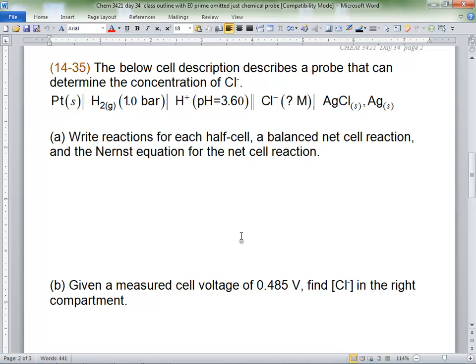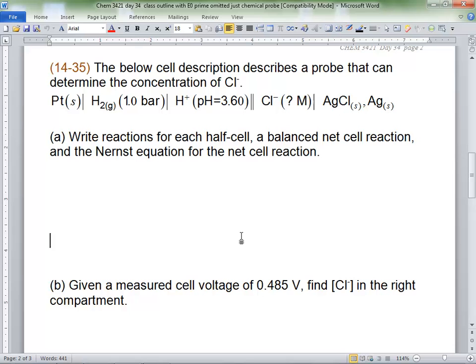Write the reactions for each half cell, a balanced net cell reaction, and the Nernst equation. I have a question on this. There's that carbon on the chlorine side. Is that a typo? It's kind of like that platinum. This is what Zach is asking, that platinum.